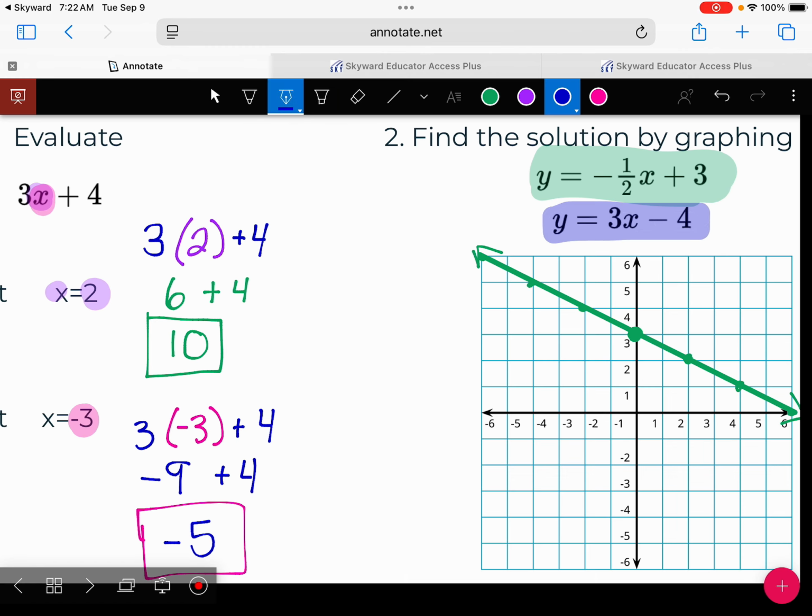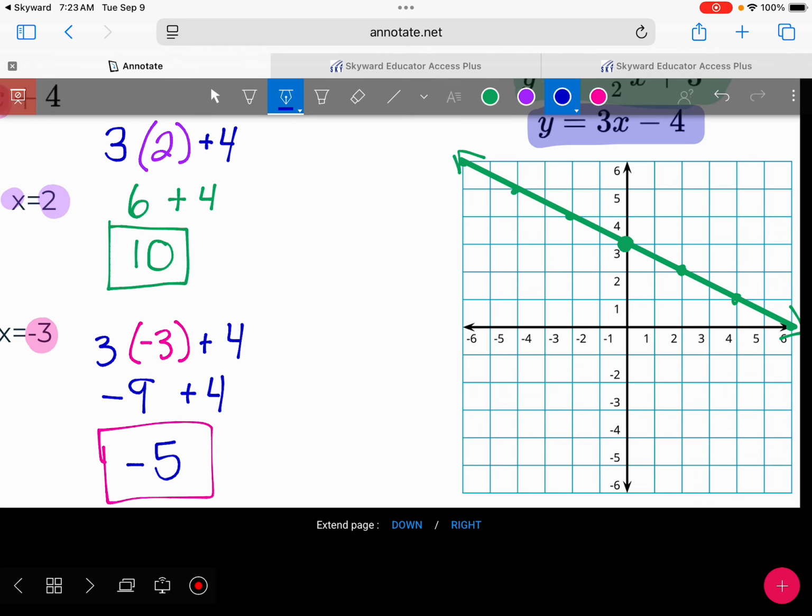On this one, where are we going to start? Negative 4. And how am I going to find my next point? Up 3, right 1. So up 1, 2, 3, right 1. Oh, look, that's what we found. Again, plotting up our point, connecting them up, even though I've already spotted where I think the answer might be. Plot both lines all the way.